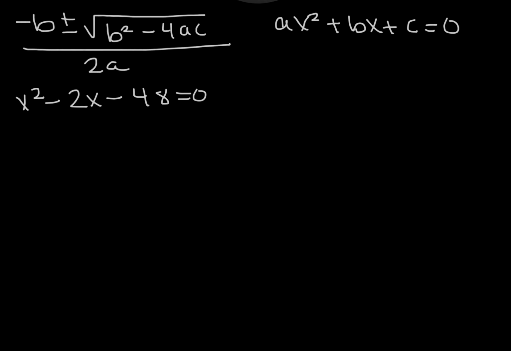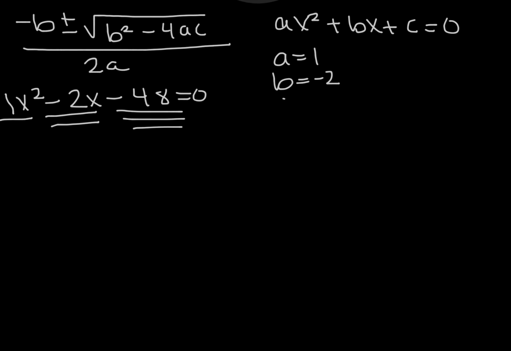Okay, so one thing that I like to do that makes it easier for me is I like to go through the equation and find my A, B, and C numbers and write those down before I plug them into the formula. So let's do that first. Since this x squared doesn't have a number in front of it, it's going to be automatically a 1. So this 1 is going to be A. Negative 2x, negative 2 is going to be B. And negative 48 is going to be my C. So we're just going to write those down on the side. A equals 1, B equals negative 2, C equals negative 48.